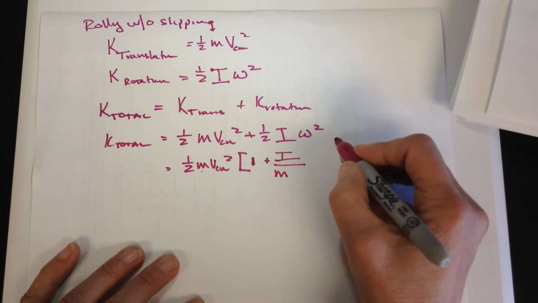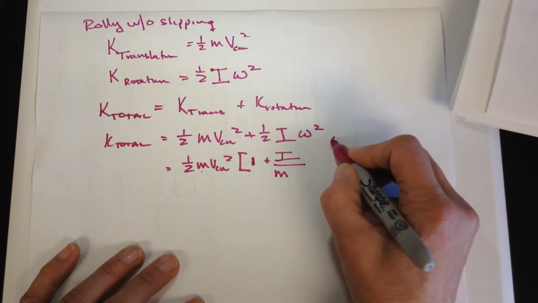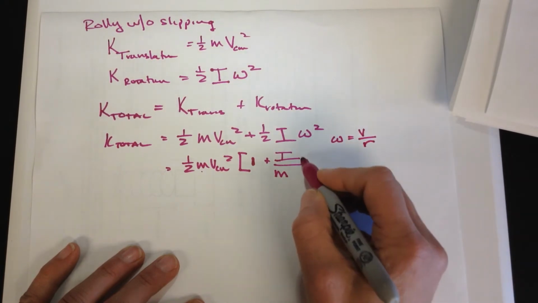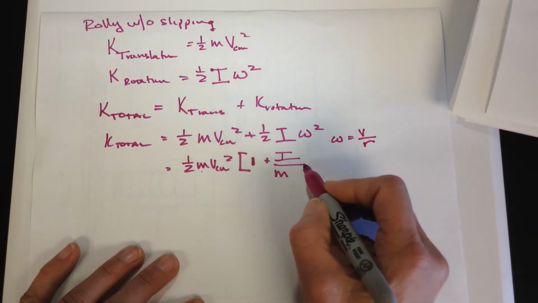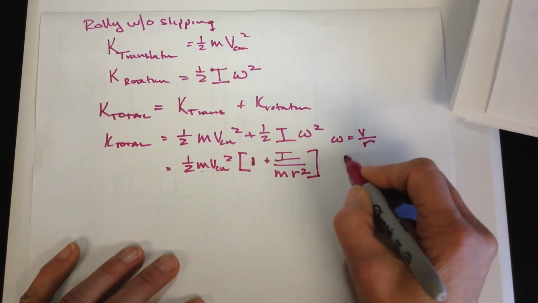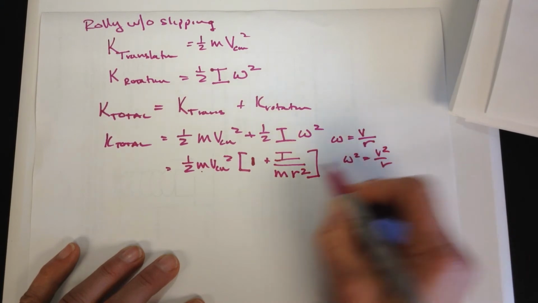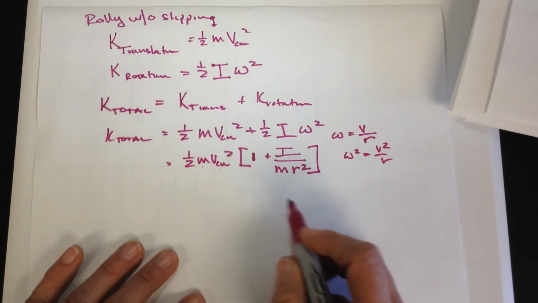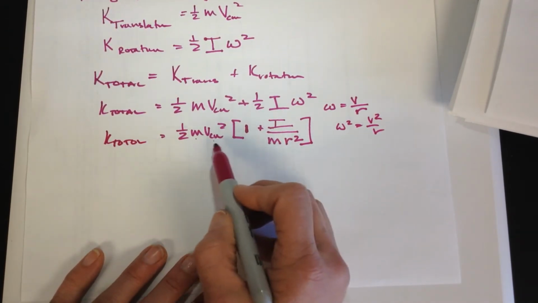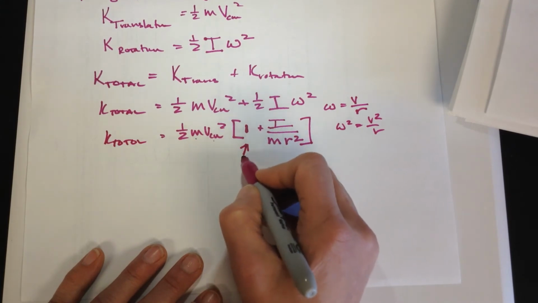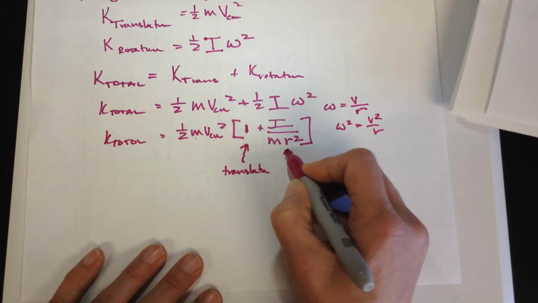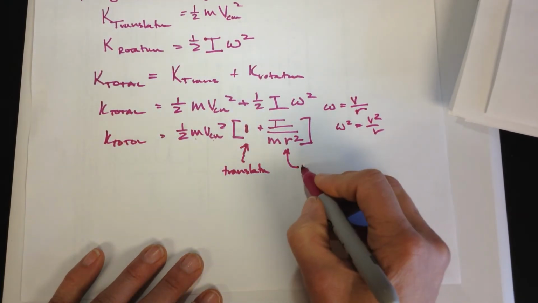And instead of omega, I'm going to put in our non-slip condition, where omega is equal to v over r. So we put that in there, and the v squared has already been factored out, so I get an m r squared right there. I squared that, omega squared is v squared over r squared, and then I factored out the v squared. So this is interesting to take a look at, our total kinetic energy. This 1 here represents the translational kinetic energy, and this factor right there represents our rotational kinetic energy.